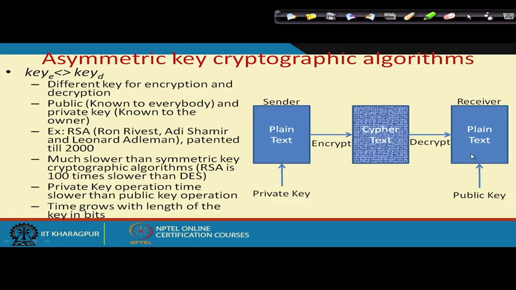So, this solves the problem of key transfer that we were talking about while discussing symmetric key cryptographic algorithms. Because everybody knows my public key, they can encrypt the text using it and send the ciphertext back to me, and nobody else in the world knows my private key. Therefore, I am the only person who can decrypt it.